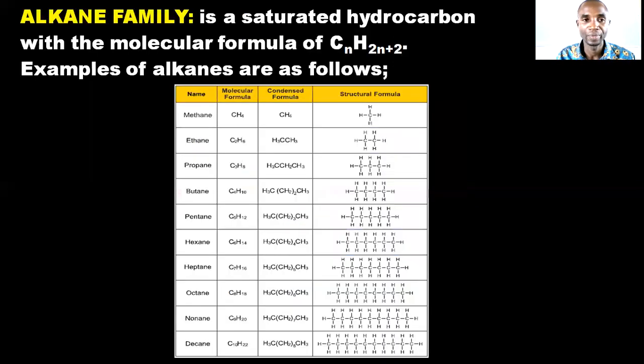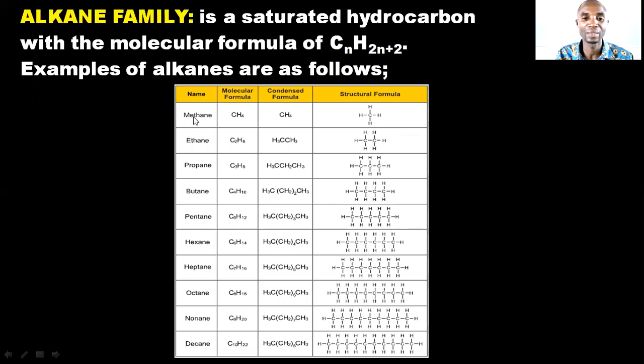All right, let's take the family of alkanes. The alkane family is a saturated hydrocarbon, as I just pointed out, with the molecular formula of CnH2n+2. That is how to raise their membership: first carbon atom, second carbon atom, third carbon atom, and all of that. So that is how to get their membership.